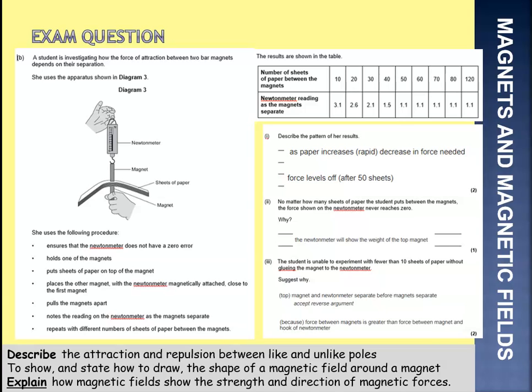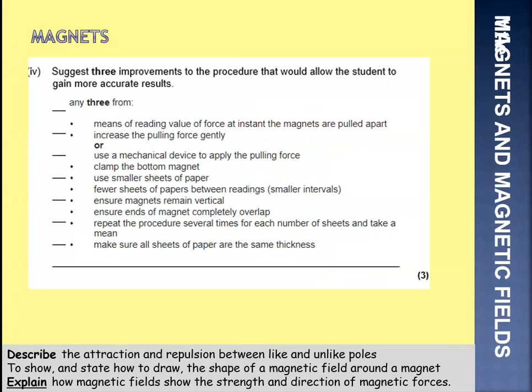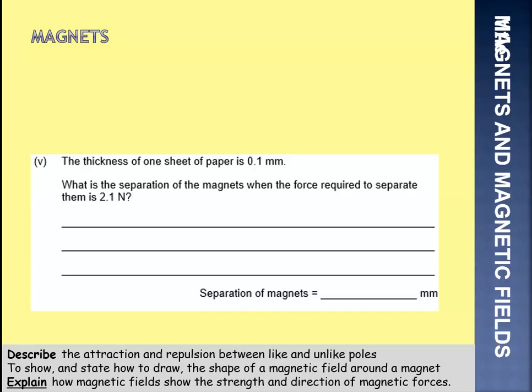The reason for that is the magnet and the Newton meter separate before the magnets separate, and because the force between the magnets is greater than the force between the magnet and the hook, it would pull it away from it. 3 improvements to the procedure that would allow the student more accurate results. Any 3 of those that you can see on there would be seen as an improvement to the procedure. And finally, the thickness of one sheet of paper is 0.1 millimeters.